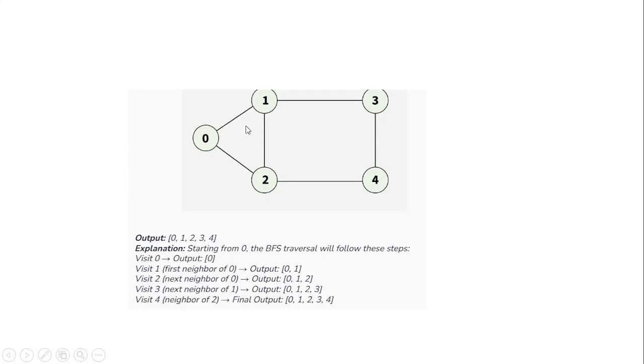So if we have this particular graph, I start from 0 and then I'll process 1 and 2. Then for 1 it is 3 which is unprocessed, it will process 3, and then it will come to this 4, which is unprocessed, so it will process 4.